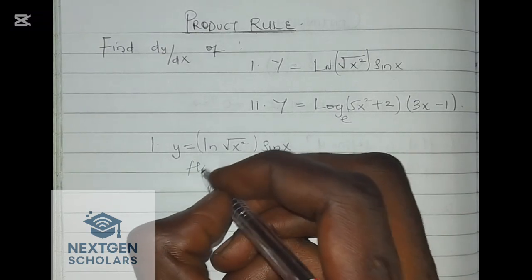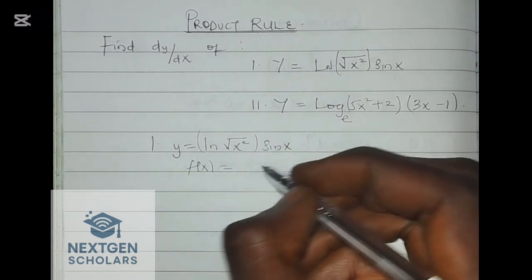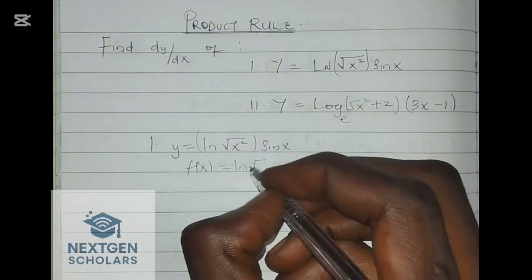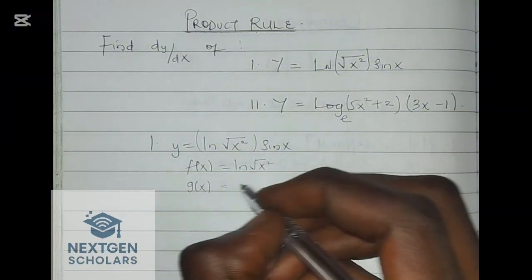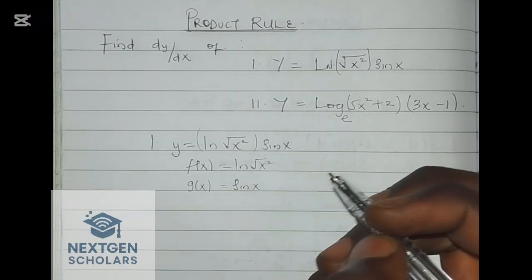So we have our f of x to be either of these functions. I will pick ln root of x squared here, and my g of x will be the second part, which is my sine of x.